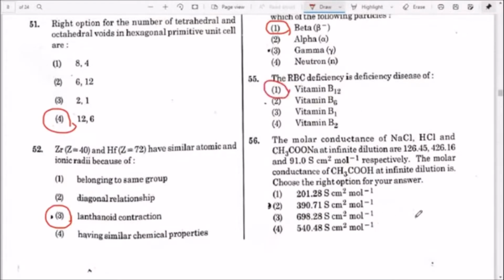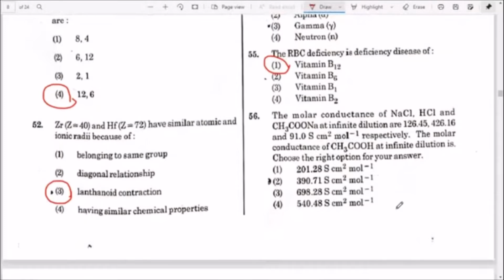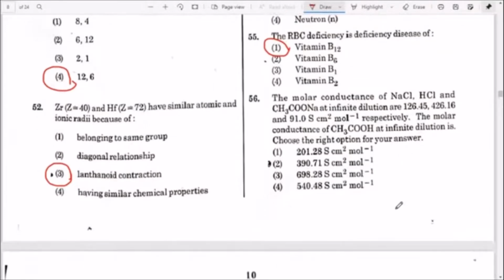The molar conductance of sodium chloride, hydrogen chloride, and sodium acetate at infinite dilution are 126.45, 426.16, and 91.0 S centimeter square per mole, respectively. The molar conductance of acetic acid at infinite dilution is. Choose the right option for your answer. Option number 2, 390.71 S centimeter square per mole is correct option, students.